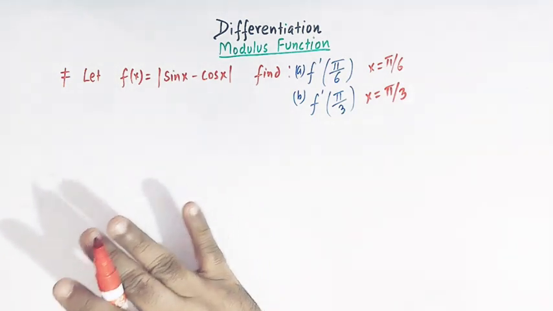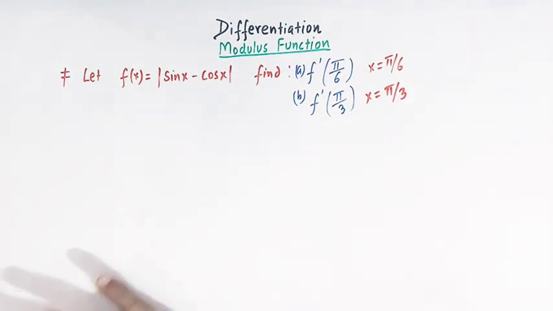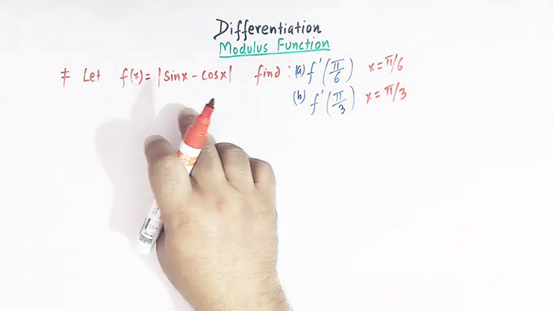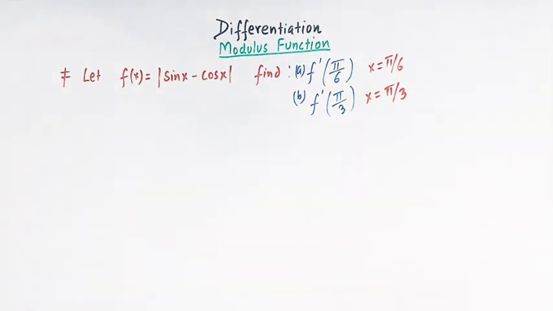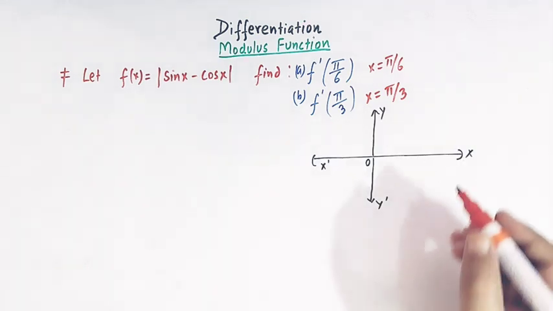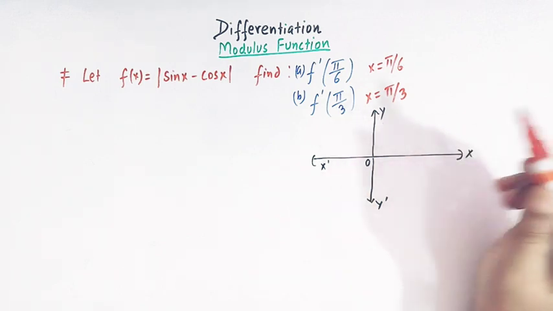So in this lecture we'll see the concept and how to find out the derivative of mod functions utilizing the definition of absolute value function and the graph of sine x and cos x. So let us first consider the graph of sine x and cos x, right? So here we'll draw a rough graph of sine x and cosine x on the same coordinate axis. So here we have the axis, x-axis and y-axis, right?